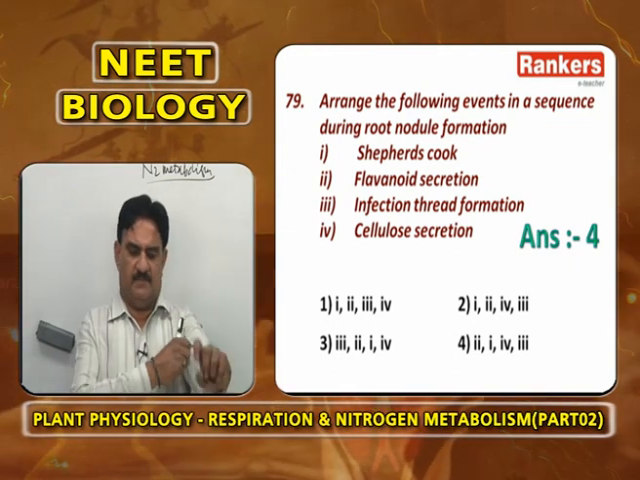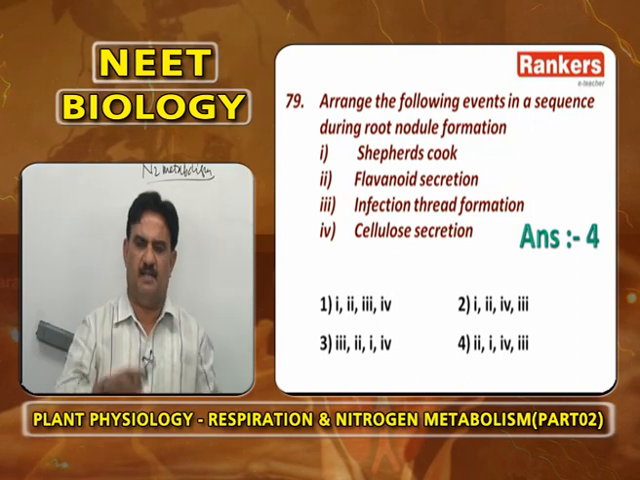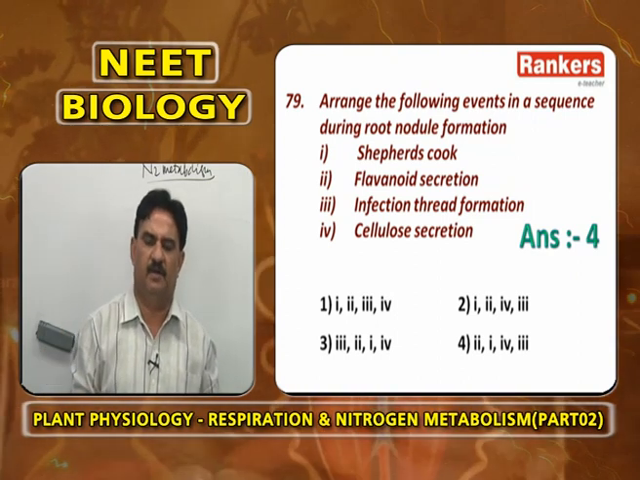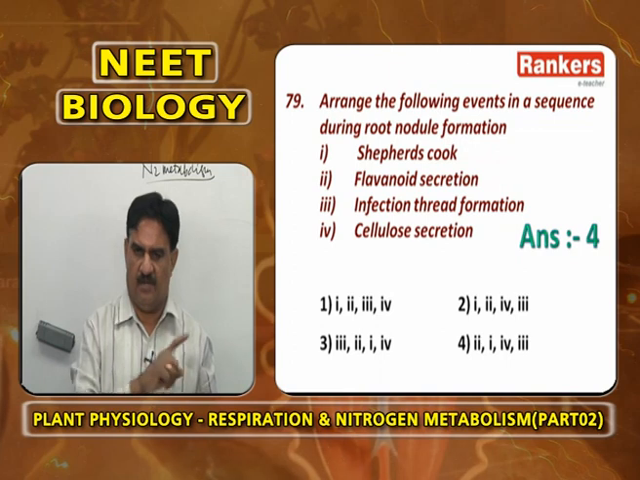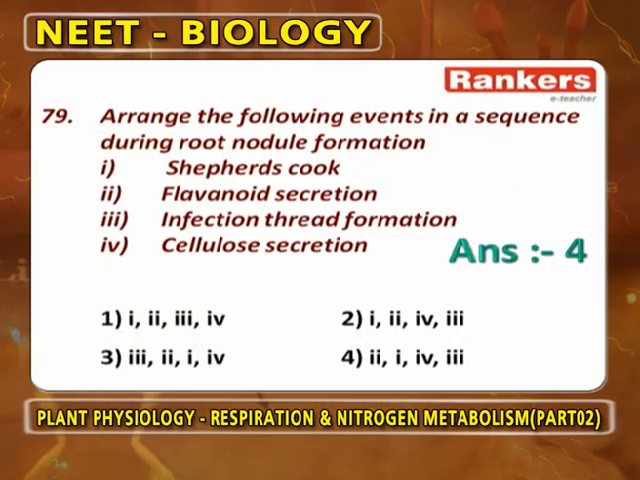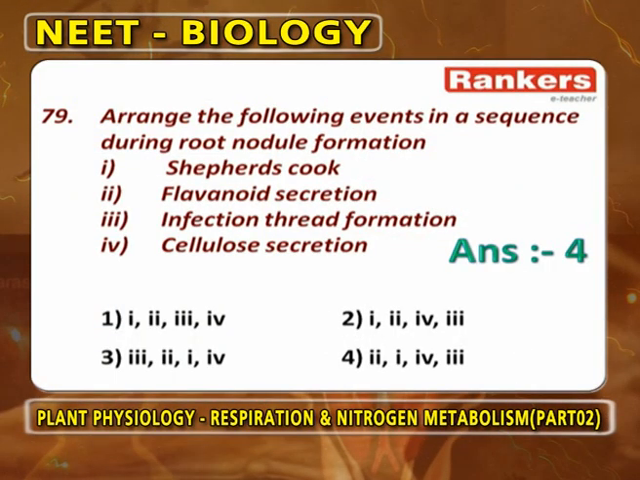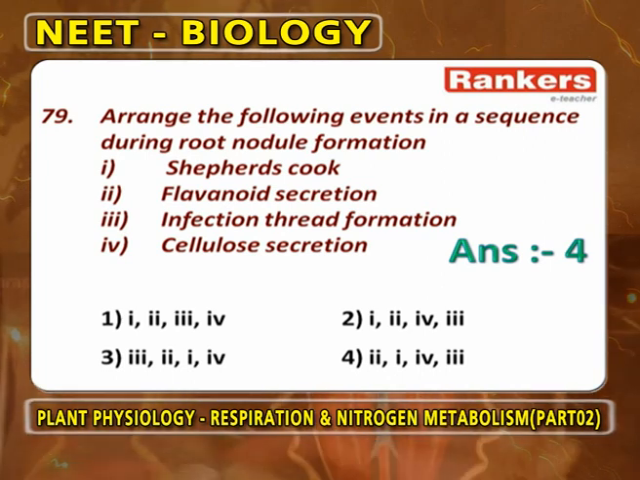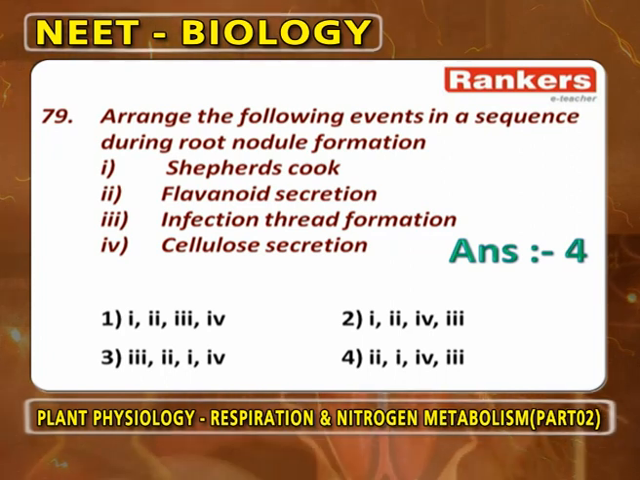Once the infection thread is formed, it runs up to the cortex, and in the cortex bacteroids are liberated and root nodule formation occurs. Then a vascular connection is formed between the root nodule and the root vascular system, and this is root nodule formation. So, the answer is flavonoid secretion, Shepherd's crook, cellulose secretion and infection thread formation. Fourth option.